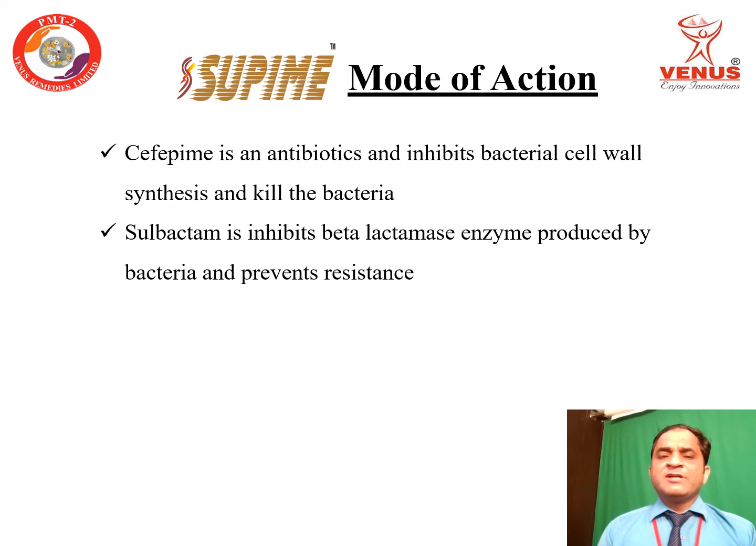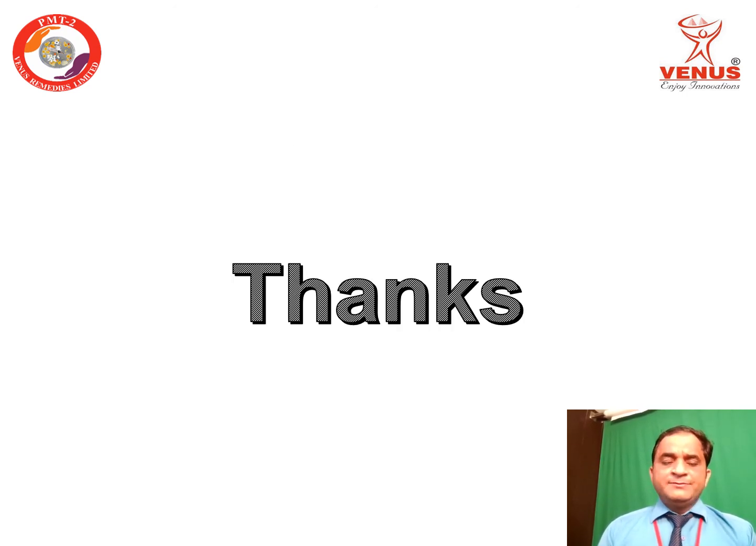Now the role of sulbactam in supine. Sulbactam inhibits beta lactamase enzyme, which is produced by bacteria, and by inhibiting this enzyme it prevents the resistance which can be developed by the bacteria. So this is the mode of action of supine. So dear friends, in this video we studied supine packing, composition, and a brief discussion on cefepime plus sulbactam and their mode of action.